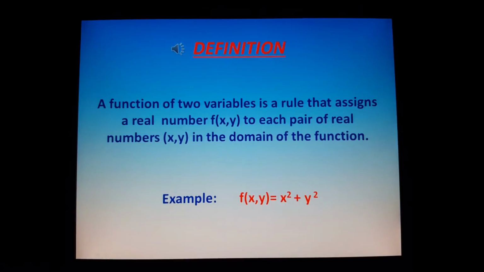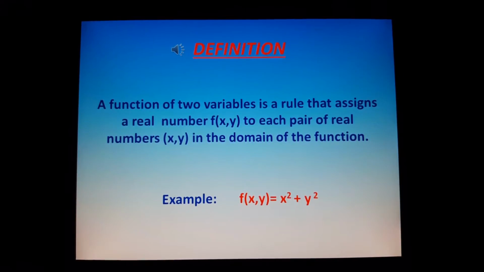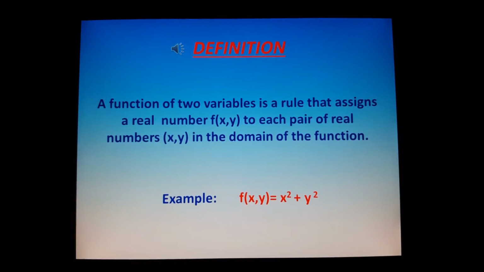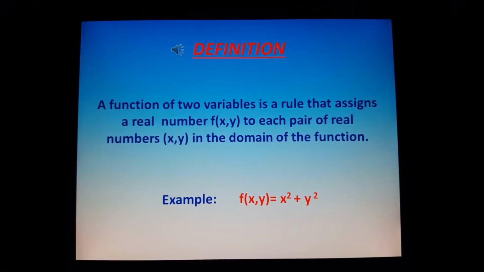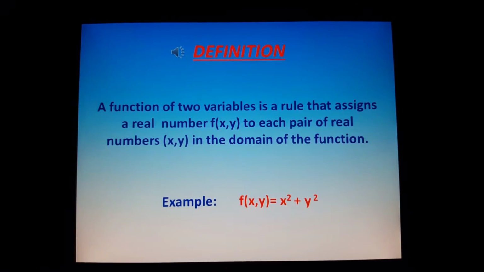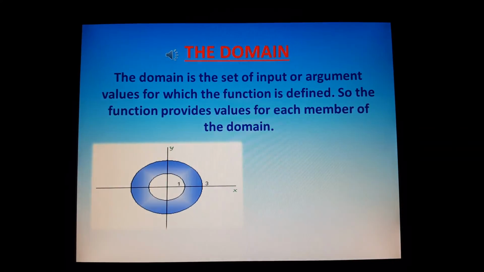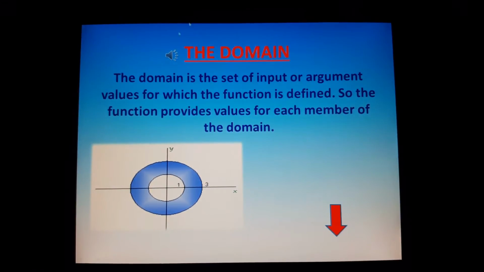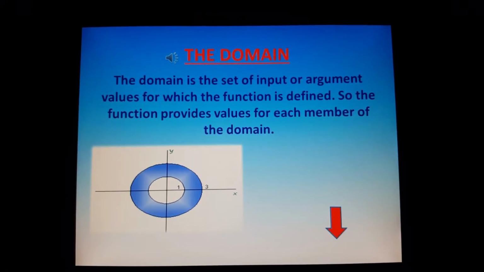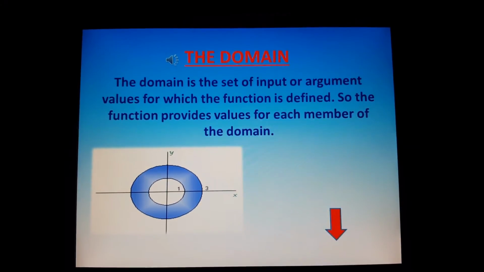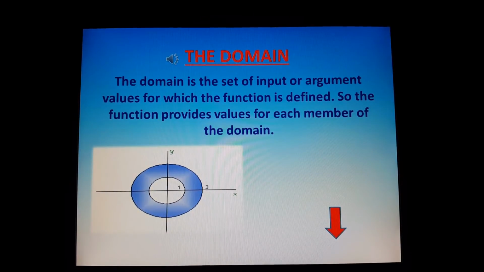Definition. A function of two variables is a rule that assigns a real number f(x, y) to each pair of real numbers x, y in the domain of the function. The domain. The domain is the set of input or argument values for which the function is defined. So, the function provides values for each member of the domain.